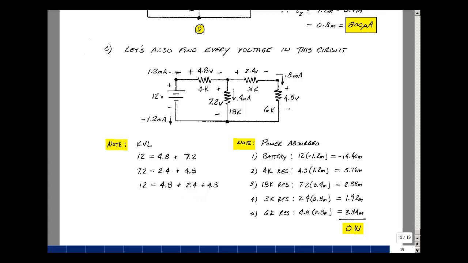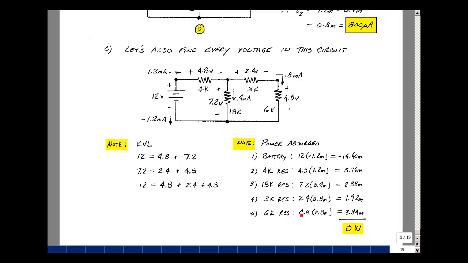Let's find the power absorbed by each element. Current entering the plus terminal is minus 1.2 milliamps. The product with the 12 volts is minus 14.4 milliwatts. The resistor, just take the voltage times the current, and I get 5.76 milliwatts. The voltage times the current for the 18K is 2.88 milliwatts. The voltage times the current for the 3K resistor is 1.92 milliwatts, and then lastly, the voltage times the current of the 6K resistor is 3.84 milliwatts. When you add all this up, it's equal to 0.